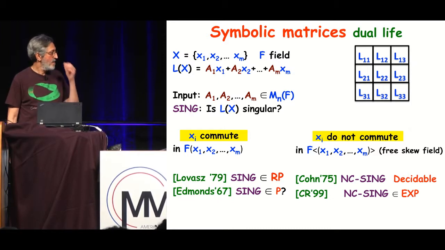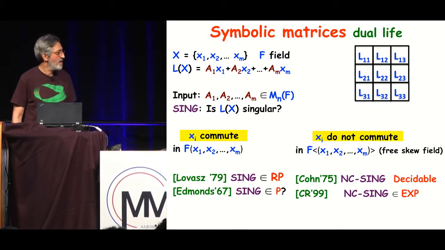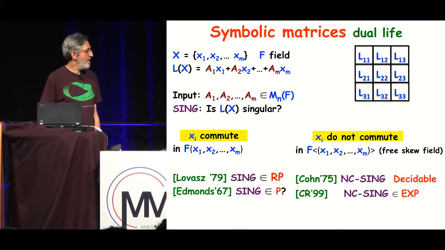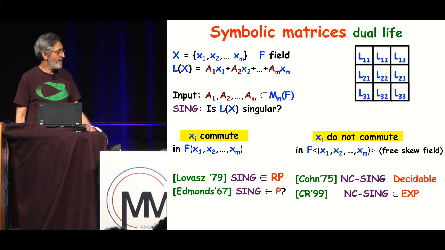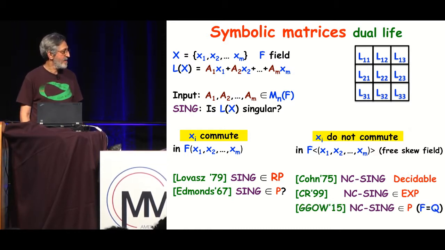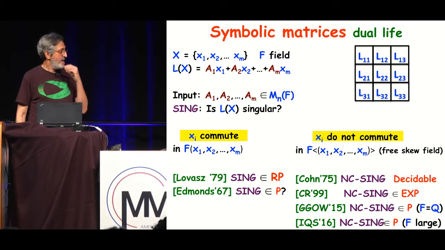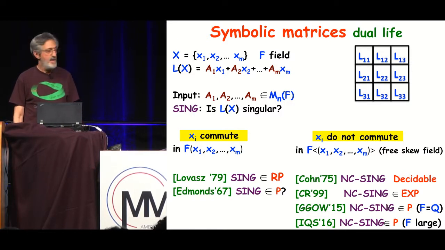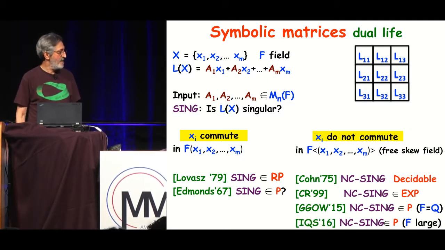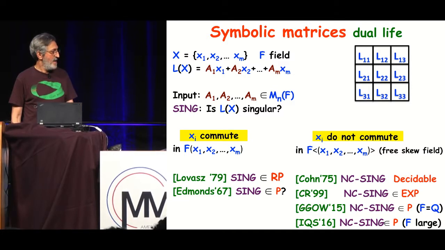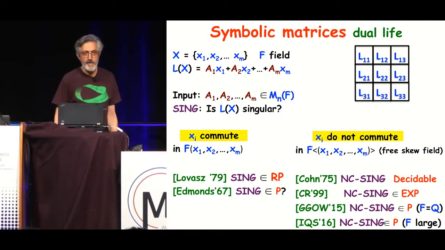And Cohn and Reutenauer got an exponential time algorithm. And then it remained open what is the complexity of this problem. And the main result here, of some series of papers, is that it can be tested in deterministic polynomial time. In the first result, it works over Q, or fields of characteristic 0. And in the second, it really does it over every field.